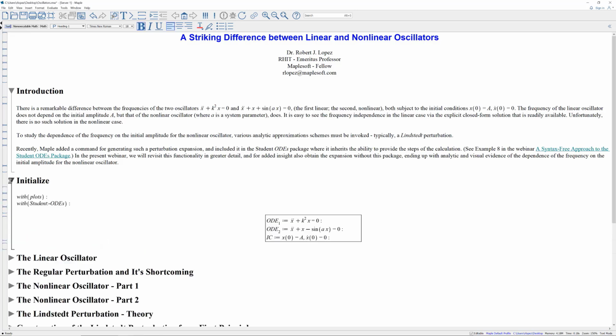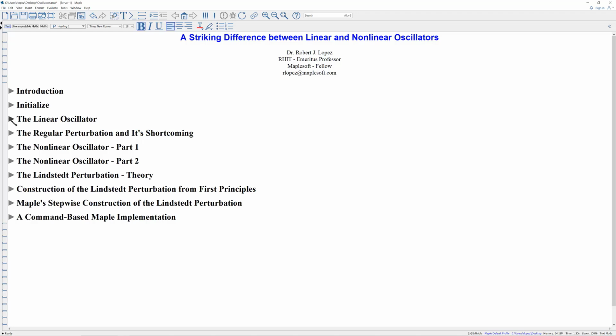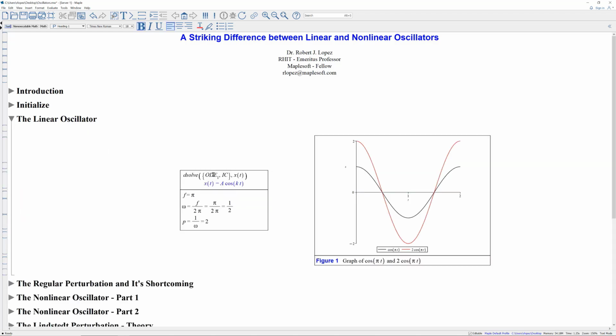Let's initialize this worksheet. I'm going to need something from the plots package and the Student ODEs package. We need the linear oscillator, the nonlinear oscillator, and the initial conditions. Let's take a look at the linear oscillator. Equation, initial conditions, use dsolve, and here's the analytic solution. You can just see from this expression that the frequency is not going to depend on the amplitude. Here's a graph.